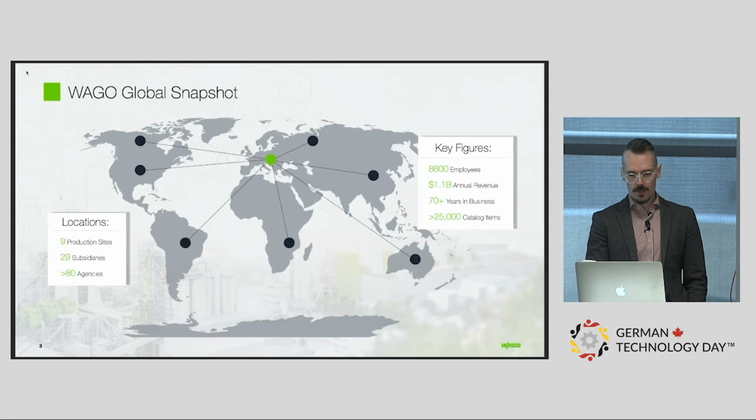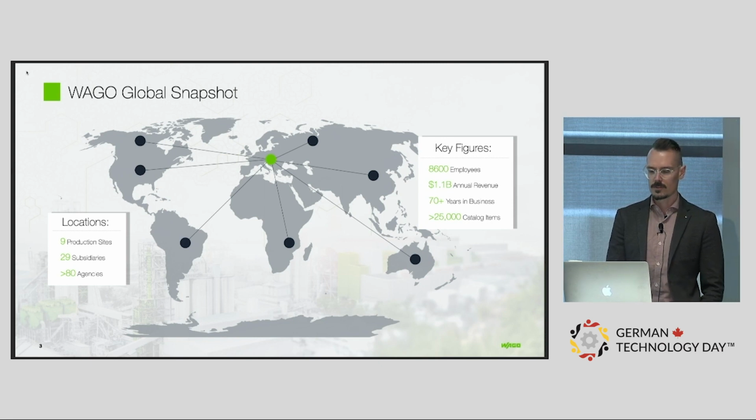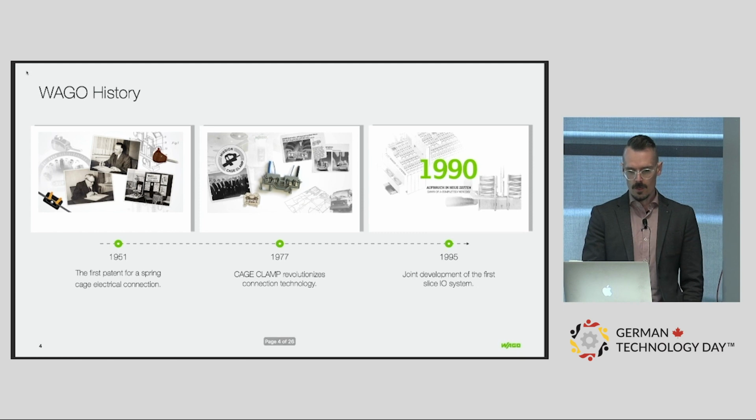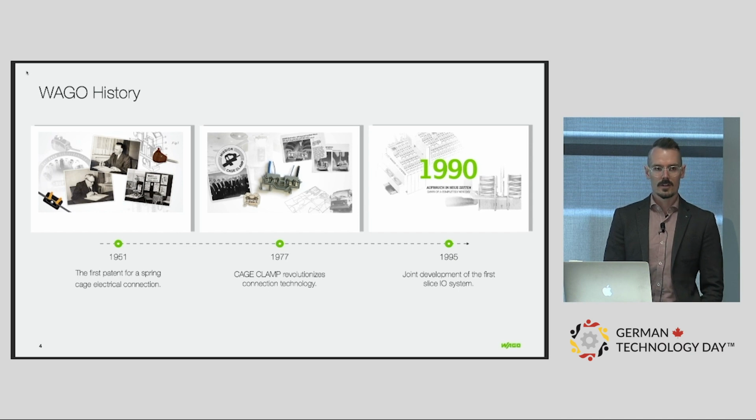If you're not familiar with WAGO, just as a global snapshot, we're about 8,600 employees worldwide. We manufacture products in multiple geographies across the world, but we're a German-based company based out of Minden, Germany. If you're not familiar with the history of WAGO, back in 1951, we initially started the company on the first patent of a spring cage connection technology.